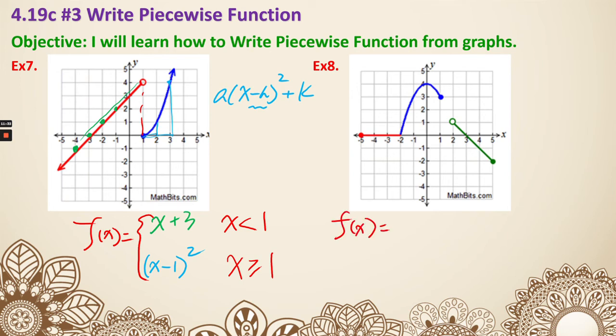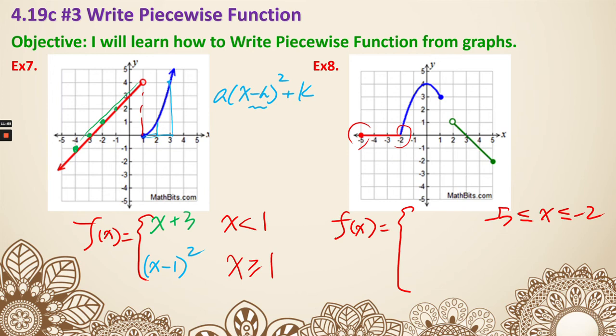Next, example 8. Start with the domain. There are 3 pieces. Just these, that point is actually connected. So the red piece and the blue piece, they're connected. The domain for the red one starts from -5, so -5 is less than or equal to x, which is less than or equal to -2. At -2, I can include that in the red graph or the blue graph. I can include it in either one.